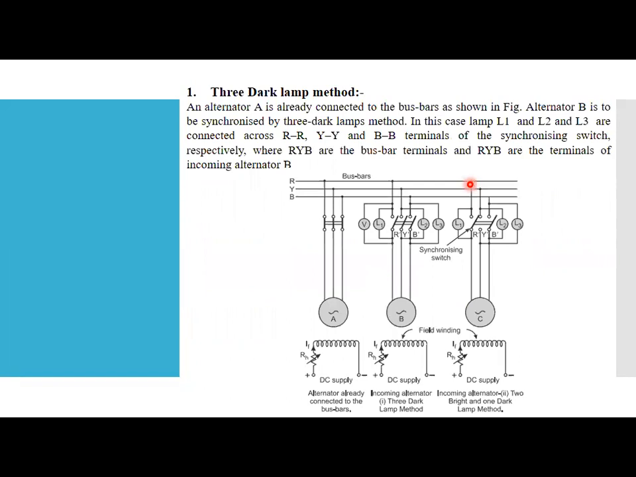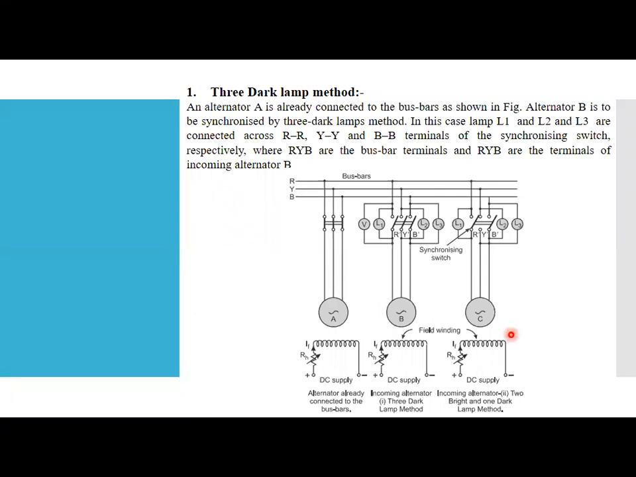First of all, this figure is common. You can see here figure B is used for the all dark method, and figure C is used for the two bright, one dark method. But if in an exam they ask you to write any one, suppose you want to write the all dark method, then you have to draw only this B. You do not have to draw this C. And suppose you want to write two bright and one dark, then you do not have to draw alternator B. You can draw only alternator C.